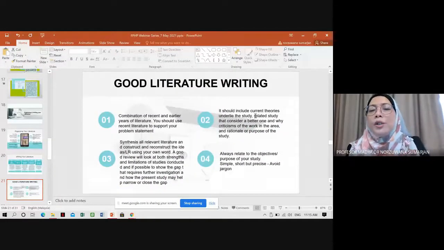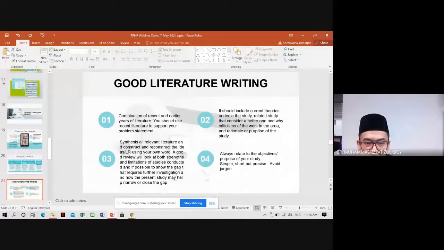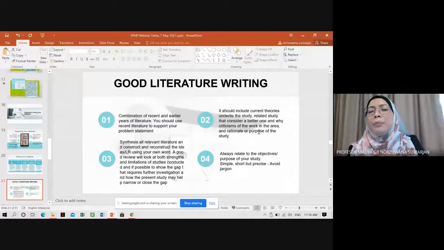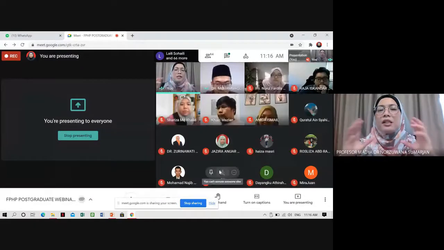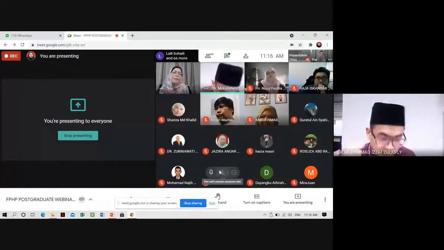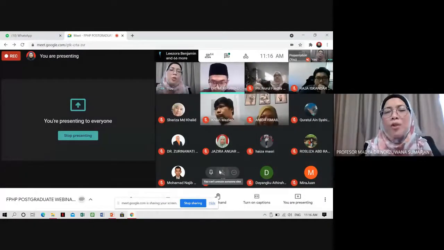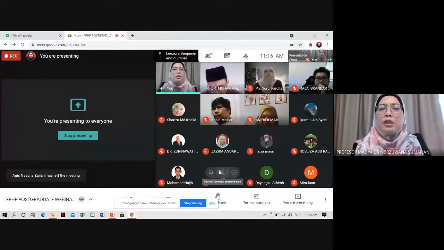Two, it should include current theories that underlie the study, or related studies. If you do not use theory, it's okay, but you have to find related studies, consider a better one, and include criticism of the work in the area and the rationale or purpose of the study. Sometimes this is not clear in your writing. Why do you need to have that literature?